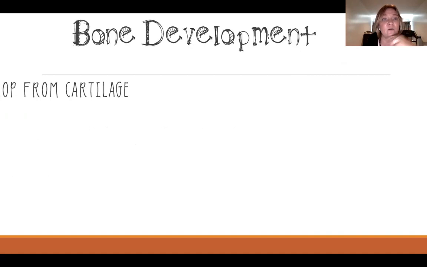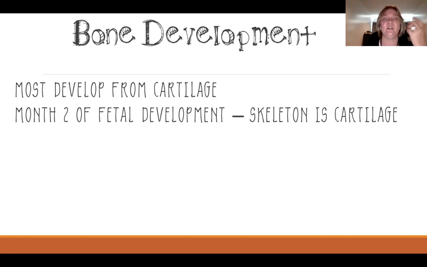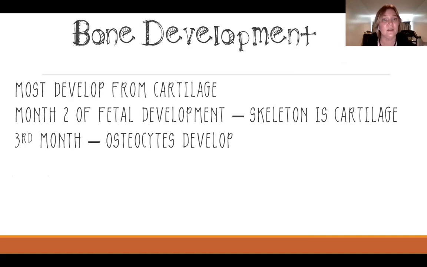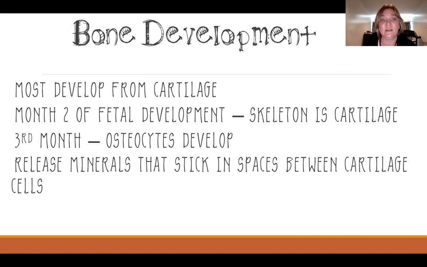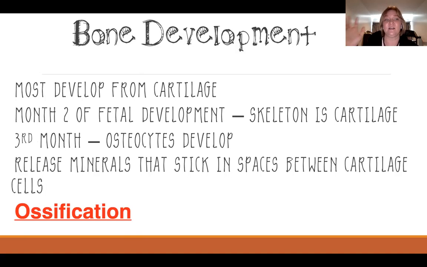Okay, so how does bone develop? Bone develops from cartilage. Remember I told you the outer part of your ear is cartilage? This occurs during the second month of fetal development, where the entire skeleton is made of cartilage. During the third month, the osteocytes start to develop, and they're going to release minerals that will stick in the spaces between the cartilage cells. This process is called ossification, literally the process of creating bone.